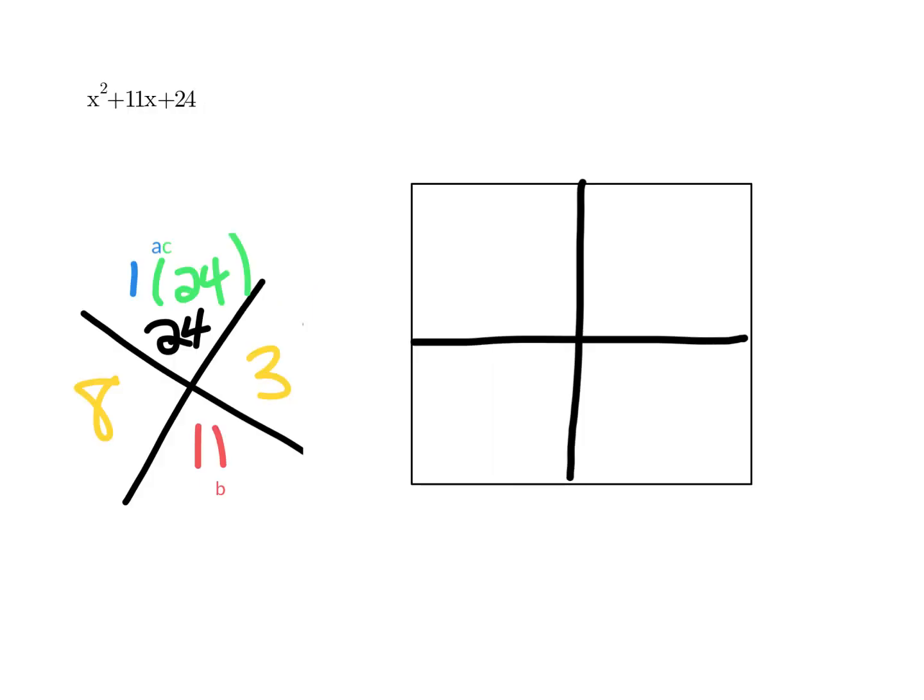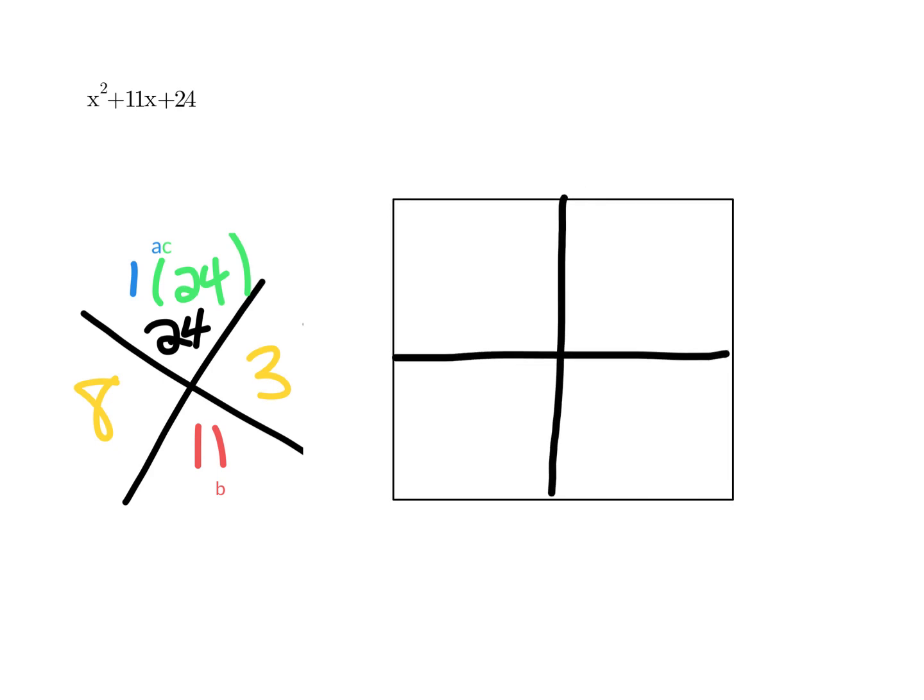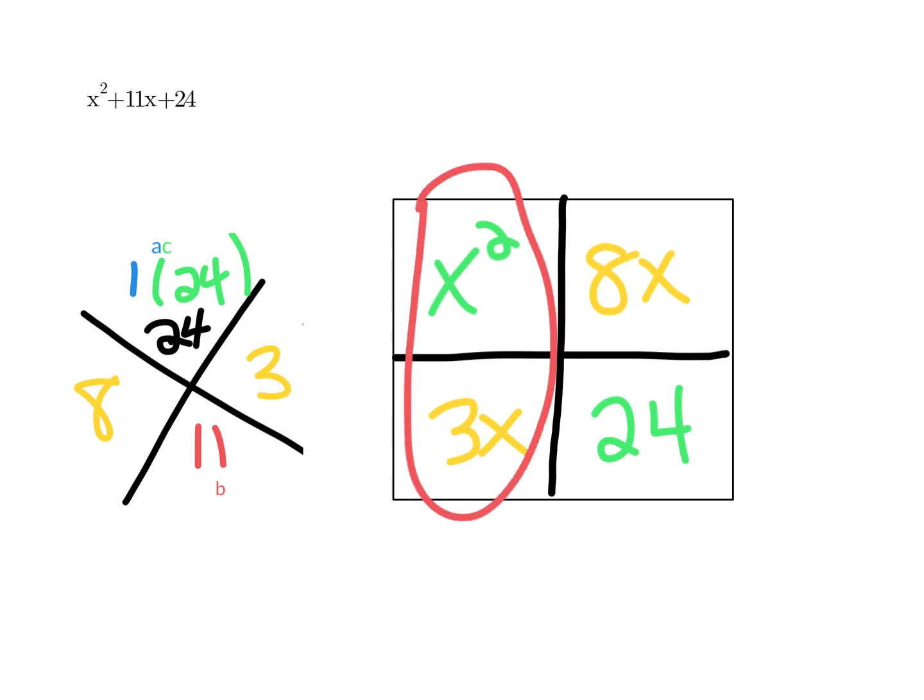So we're going to use the same diamond that we already created, but now we're going to write our ax squared term in this first box. So I'm going to put in x squared and the constant 24 down in our bottom right-hand box. Now in the center, I'm going to put in the numbers from the diamond. So I'm going to have an 8x and a 3x. Now if we use our strategy of finding the greatest common factor between every pair of vertical and horizontal terms, we can factor this. The greatest common factor between x squared and 3x is x.